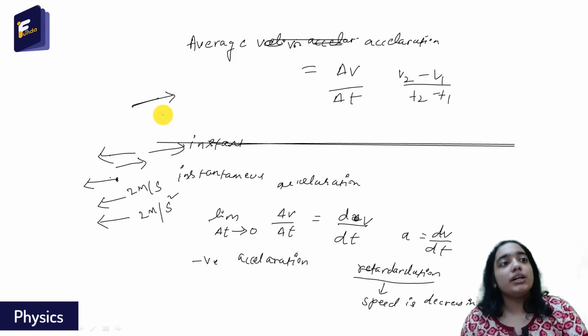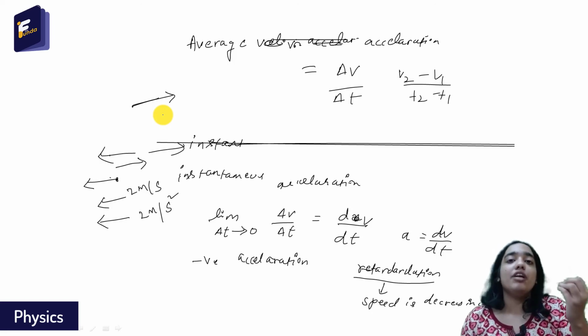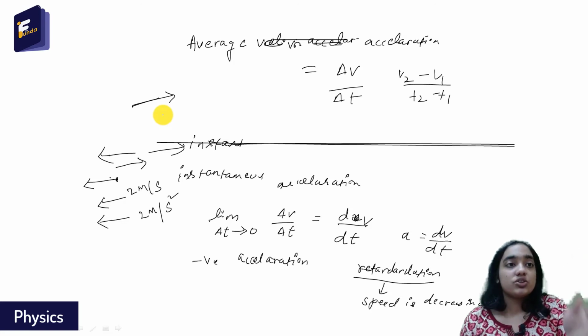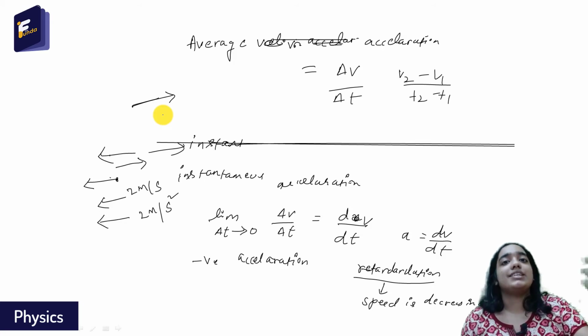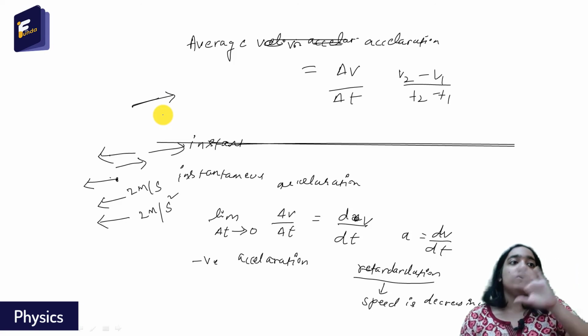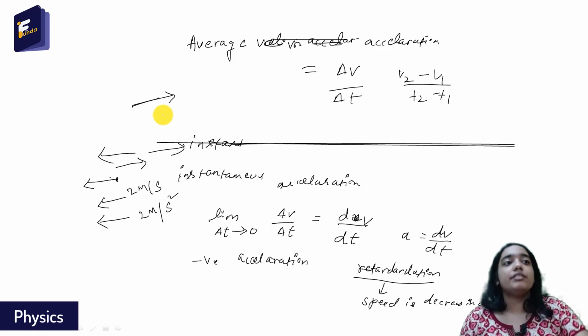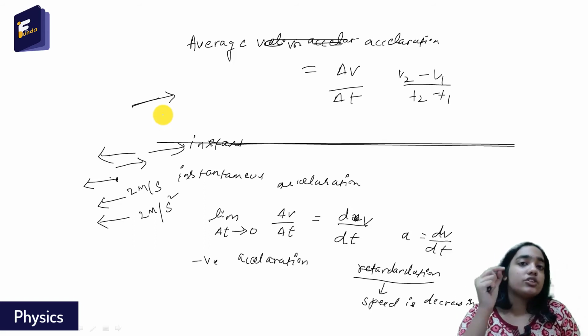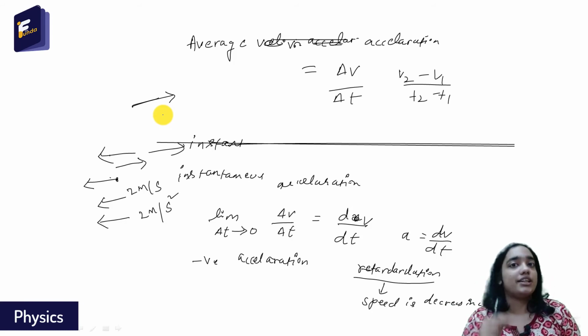So we had assumed that negative acceleration means retardation. That is wrong, because we have not yet specified the direction of velocity. We need to first specify the direction of velocity. Then only we can say whether it is retardation or acceleration, meaning whether the speed is increasing or decreasing. So don't remember it like this, that negative acceleration is retardation. Whenever I say retardation, just ask what is the direction of velocity and what is the direction of acceleration.